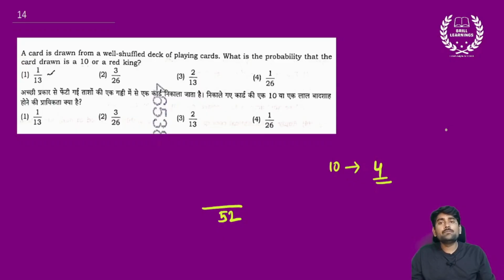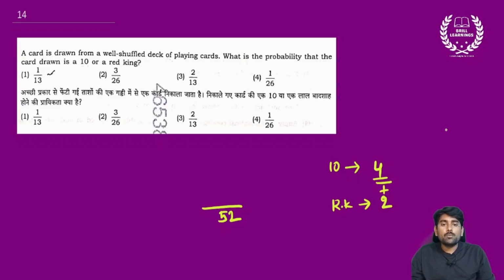And red colored will be only 2, that is hearts and diamonds. The spade and club will be black color. That is why kings are actually 4 cards only. But they are asking about red king, that means diamond or hearts. So red king will be 2 cards only.